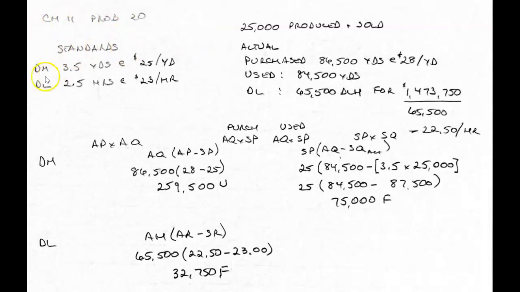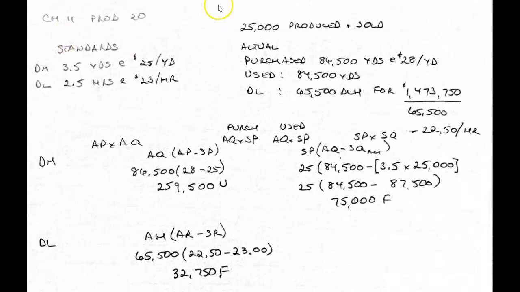So for direct material, it's 3.5 yards at $25 a yard. And direct labor is 2.5 hours at $23. And then they produced and sold 25,000 units. So I put my actual units here. If they gave me information about budgeted units, I'd put them over here. Okay, and generally you'd only need that probably for fixed overhead.